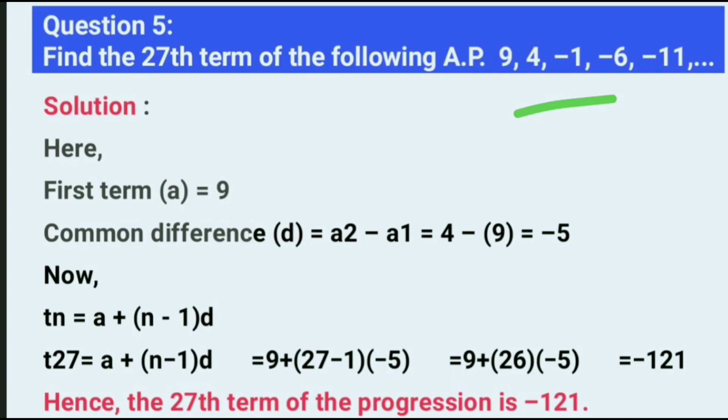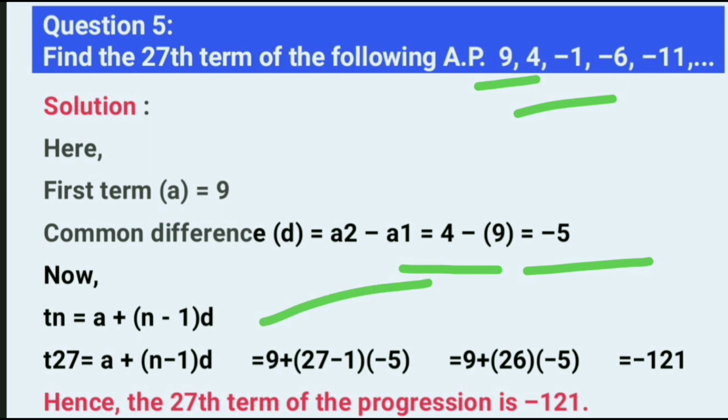Question number 5. Find the 27th term of the following AP 9, 4, minus 1, minus 6, minus 11 and so on. Here first term is 9. Common difference, that is D, is equal to A2 minus A1, that is 4 minus 9 is equal to minus 5. Now Tn is equal to A plus n minus 1 into D.